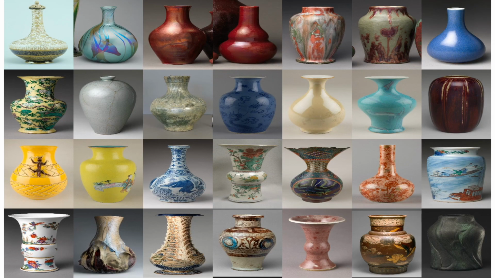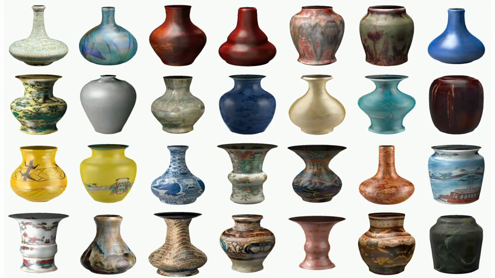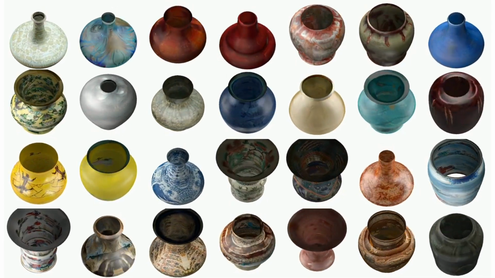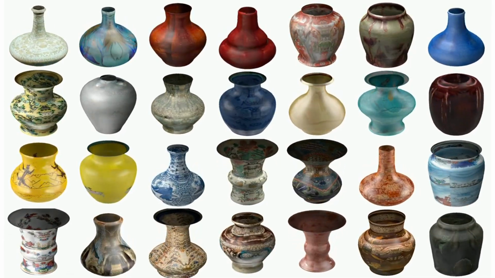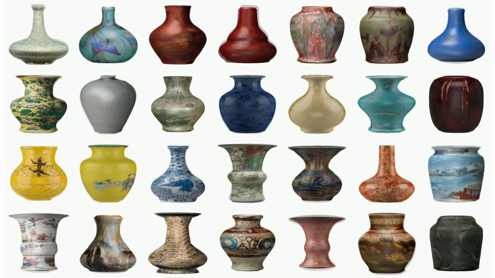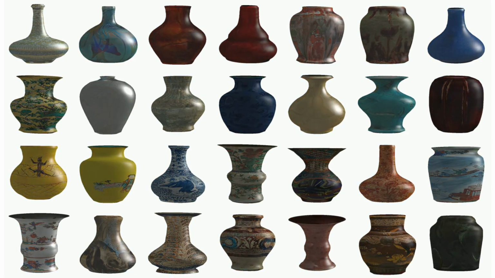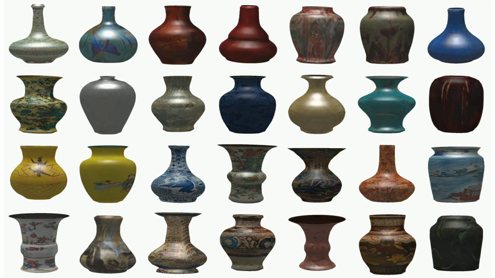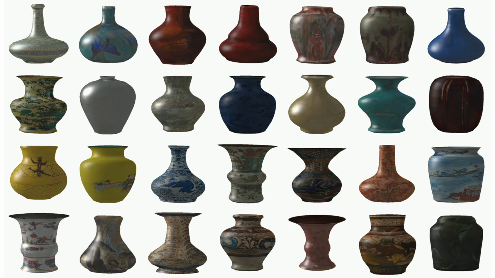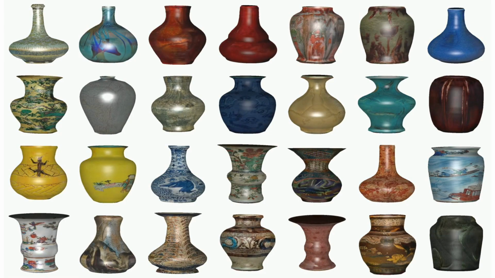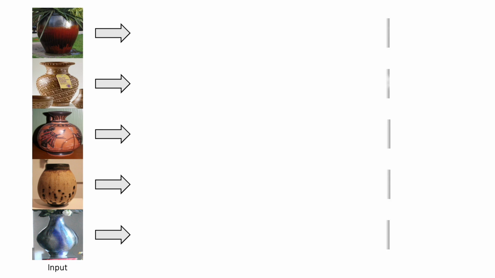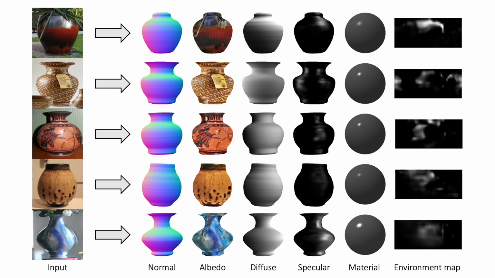Once we have these de-rendered components, we can re-render the vases from different viewpoints or change the lighting conditions. Although our model is trained on museum vases, it generalizes reasonably well to vases in internet photos.